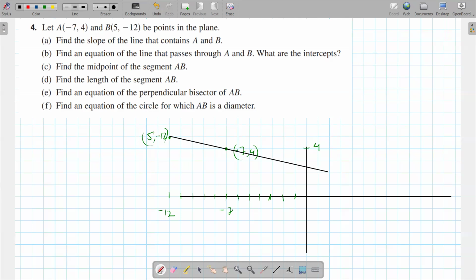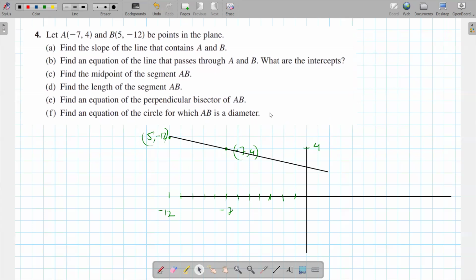How do you find the slope between 2 points? So for part A, it says find the slope. How do you find the slope between 2 points? y2 minus y1 over x2 minus x1. Exactly, it's just the rise over run. So it'll be -12 minus 4 over 5 plus 7. Do you agree? So that's -16 over 12.